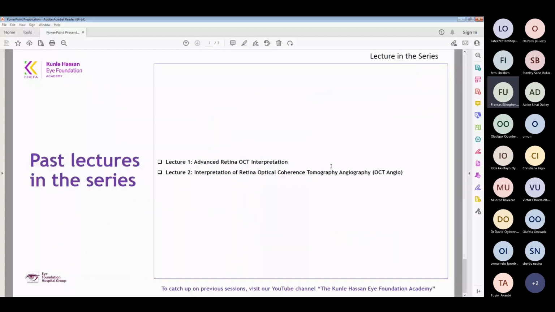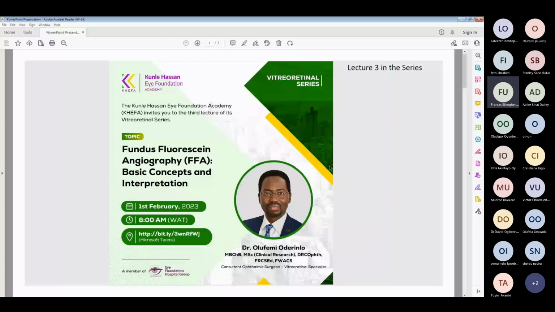Society of Nigeria. In our past lectures in the series, the first lecture was on advanced retinal OCT interpretation. The second lecture was on the interpretation of retinal optical coherence tomography angiography, which is the OCT angio. So today, Dr. Oderilo will be speaking on fundus fluorescein angiography, the basic concepts and its interpretation.